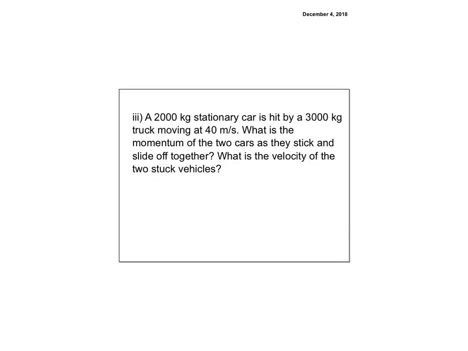Nothing really hard. Okay, a 2,000 kilogram stationary car is hit by a 3,000 kilogram truck moving at 40 meters per second. What is the momentum of the two cars as they stick and slide off together? What is the velocity of the two vehicles stuck together? So we need to find two different things, right? We want to know what the momentum is of the two cars together and what their velocity is once the two cars are stuck together.